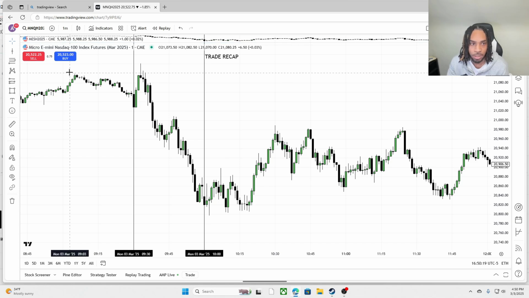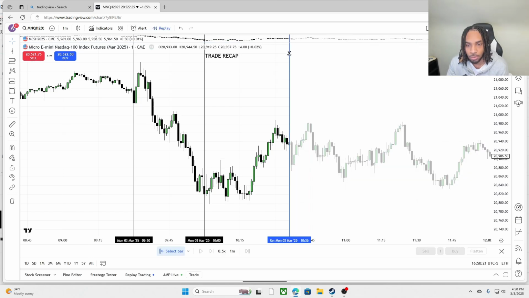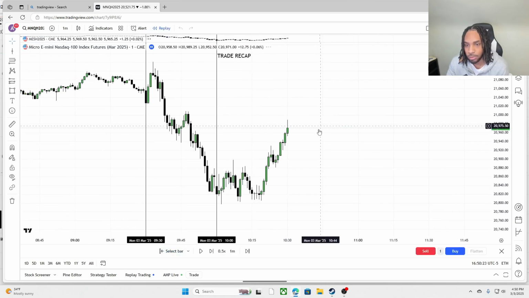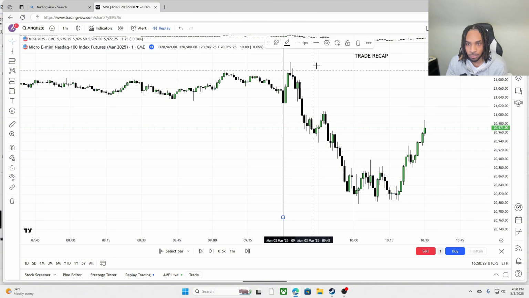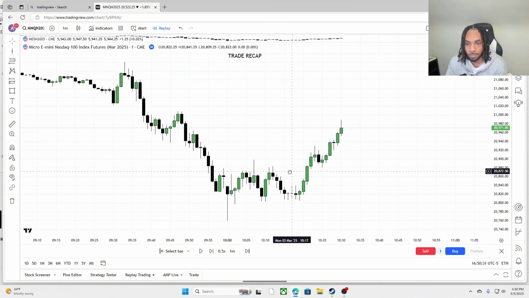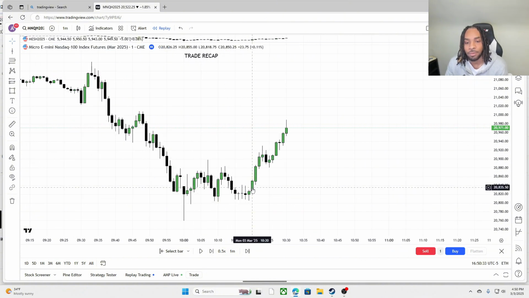So, one second. I'm going to just delete this real quick. I'm going to give y'all some more context about this trade right here. Delete all these lines. Boom. So price trading higher. I have a fair value gap.